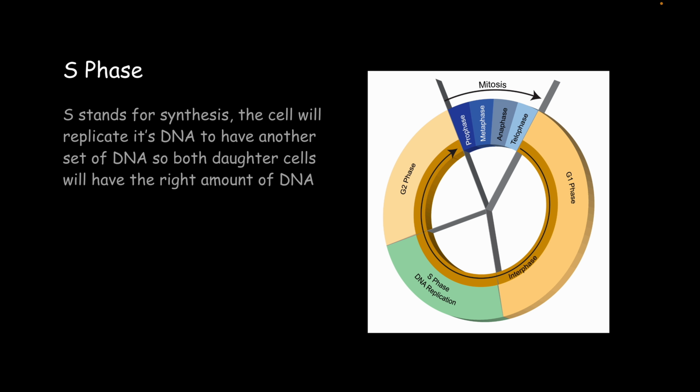You have S phase, where you're duplicating the DNA. S stands for synthesis. So when you think S phase, think synthesis, to build. The reason we do DNA replication is so both daughter cells have the correct amount of DNA. If we were to just split right now without S phase, we would have a cell with half the amount of DNA that it needs. Think about it: if someone cut your brain in half and you lost one side, I don't even think you'd live anymore.